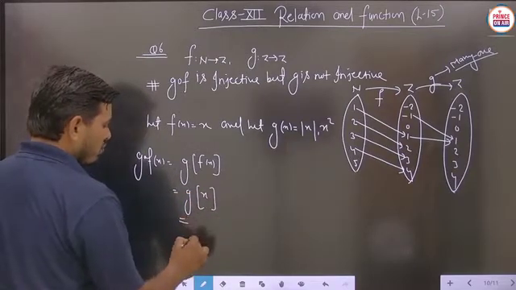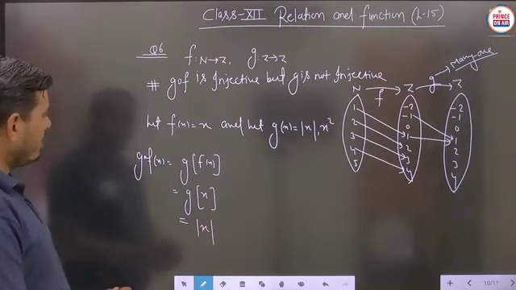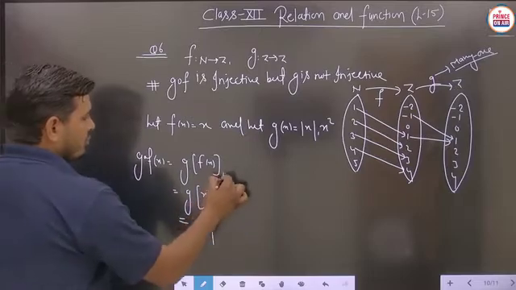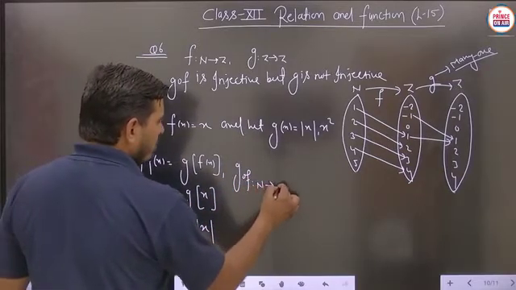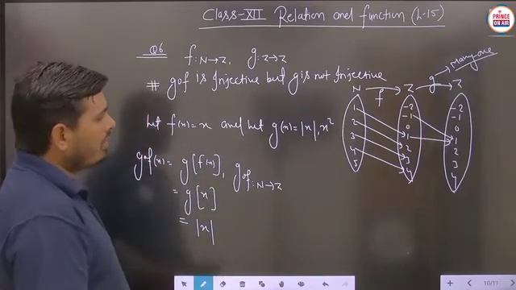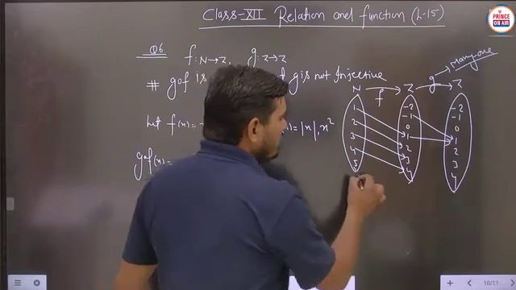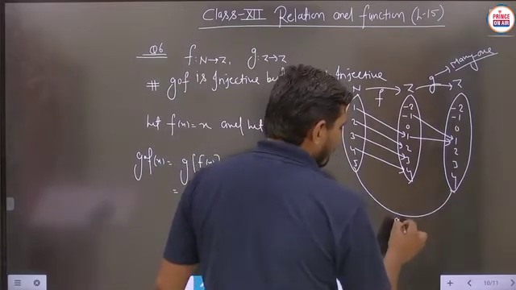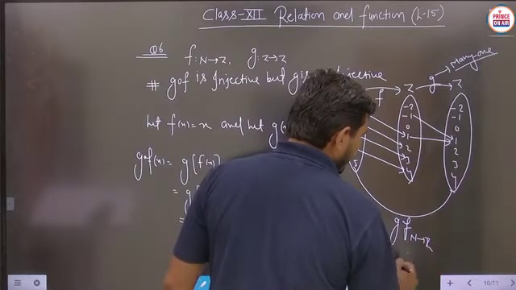So this is said to be modulus of x. Is it to be clear? Now the student, g∘f will be defined. So g∘f will be defined from natural number to integers, because here f is N to Z and g is Z to Z. Then definitely g∘f will be defined from N to Z. Is it to be clear?